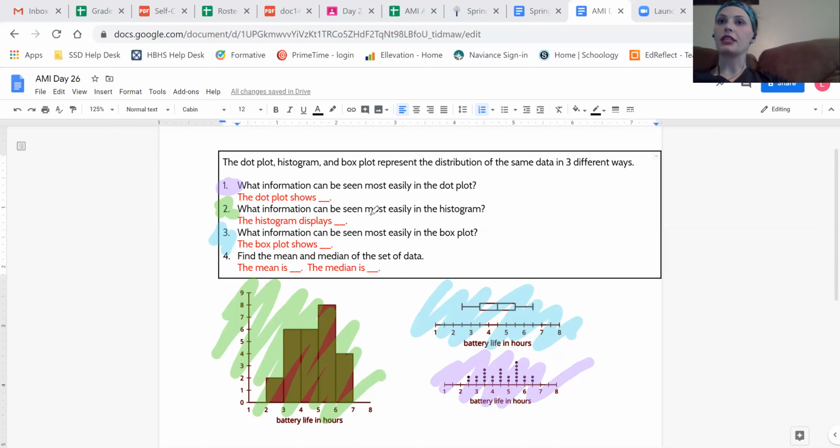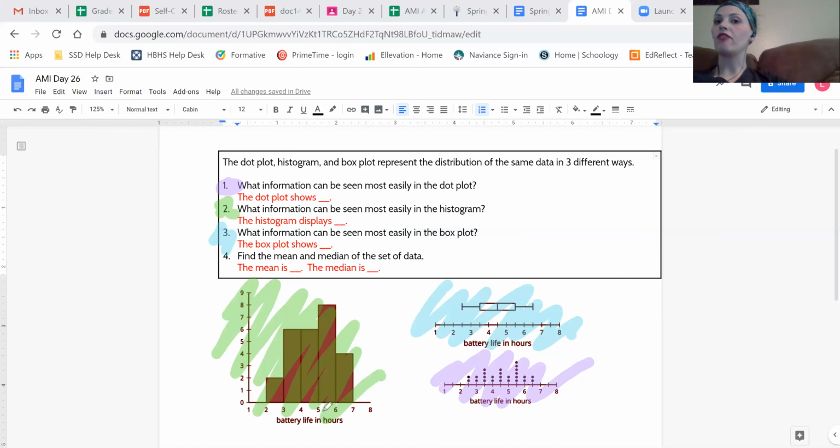Number 2, what information can be seen most easily in the histogram? So battery life in hours, and then number of devices is up on the side. This chunk right here means any amount of time between 2 hours, but not quite 3 hours. So this could include all the phones or devices that last 2 hours. It could include all of the devices that last 2.5 hours. It could include all the devices that last up to 2.9 hours.